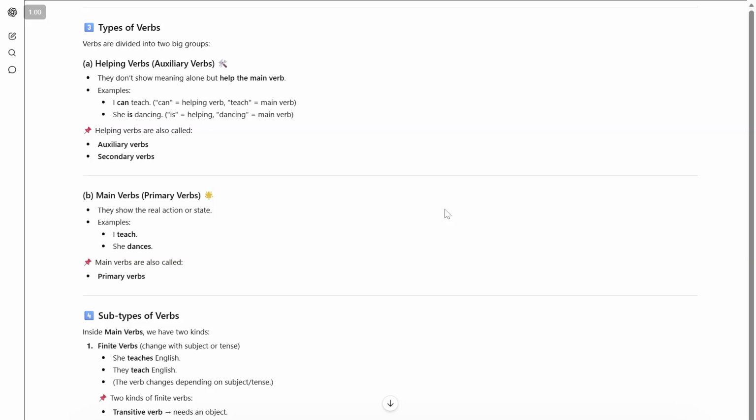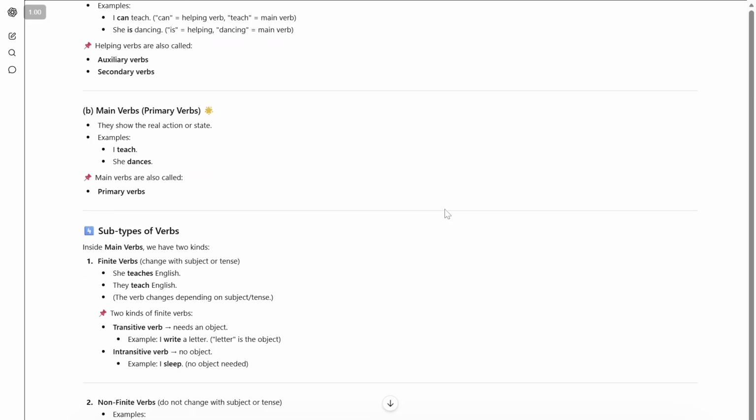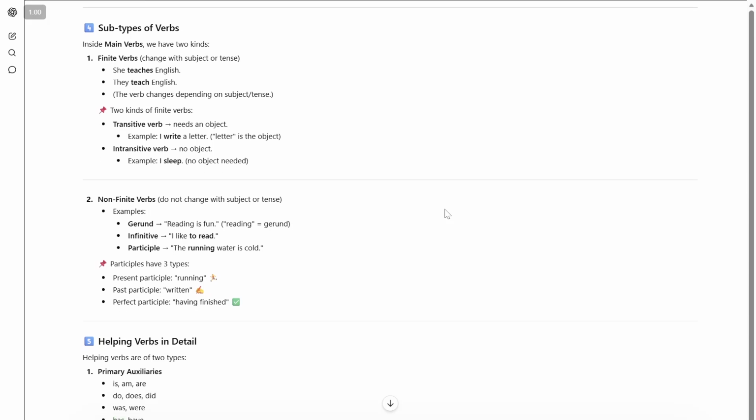Subtypes of verbs. Inside main verbs, we have two kinds. One, finite verbs, which change with subject or tense. She teaches English. They teach English. The verb changes depending on the subject and tense.